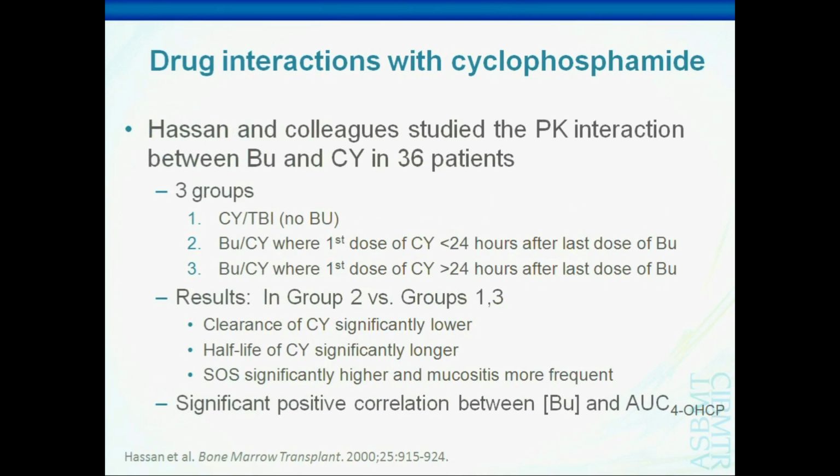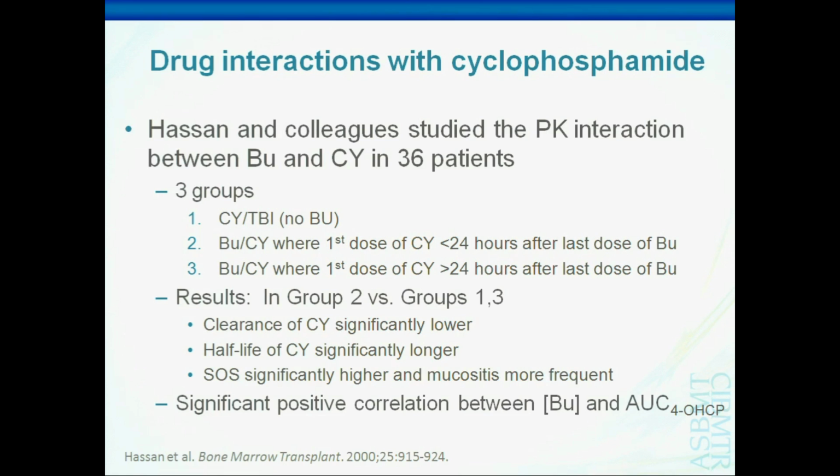Hassan and colleagues studied a possible PK interaction between busulfan and cyclophosphamide in 36 patients. These were split into 3 groups. First group is cyclophosphamide TBI with patients not receiving busulfan. Second, it was a BuCy regimen where the first dose of cyclophosphamide was given less than 24 hours after the last dose of busulfan. With the third group receiving the same regimen, but the first dose of cyclophosphamide was given greater than 24 hours after the last dose of busulfan.